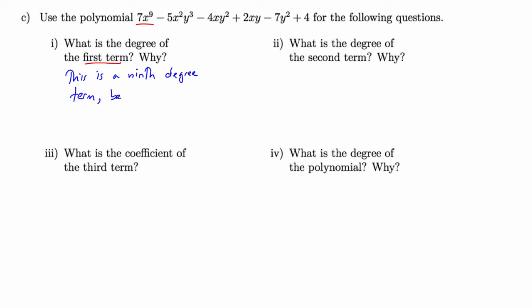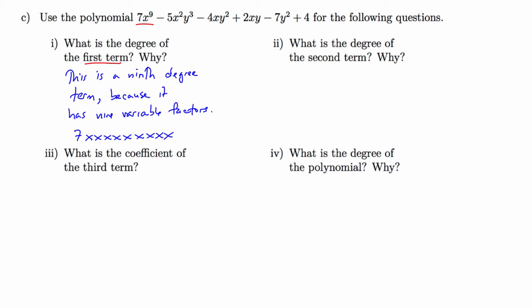The reason this is a ninth degree term is that if we were to write out 7x to the ninth without an exponent, there would be 9 variable factors on that term. We want to remember that the degree is a reference to how many variable factors there are on any term.